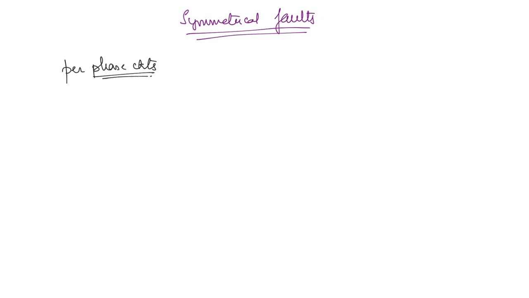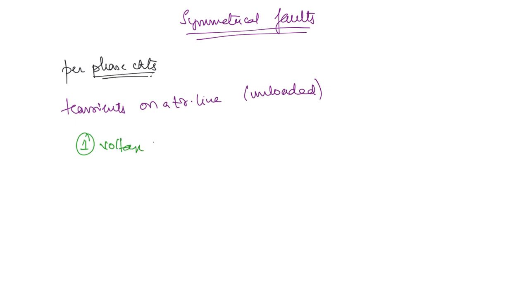So the first thing that we will discuss is the transients on a transmission line which is unloaded, that is, no load is connected to it. First we will take a few assumptions. The first one is that the voltage source is a constant source. So the voltage source delivers constant voltage, that means it is ideal, there is no internal impedance, right?